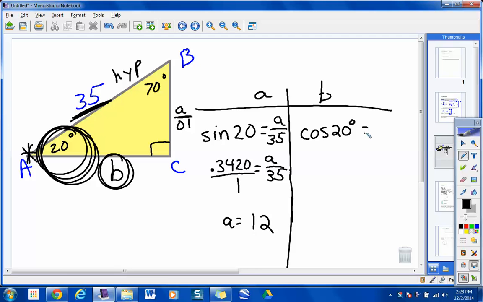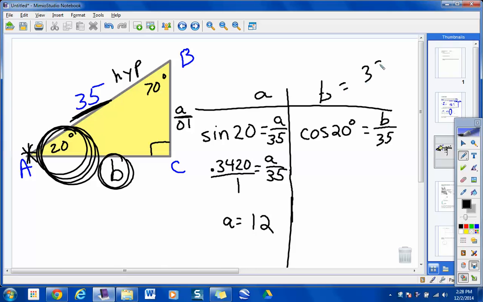Cosine of 20 would equal the adjacent leg. What is the adjacent leg to your reference angle of 20 degrees? Well, it's B, isn't it? Over the hypotenuse of 35. Jace, you got an answer, kiddo? What'd you get? 32.8 or 32.9. 32.9, we'll call it.